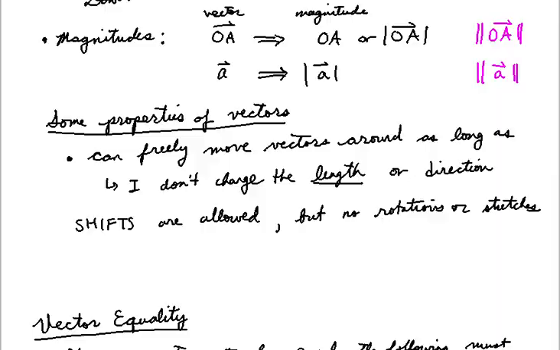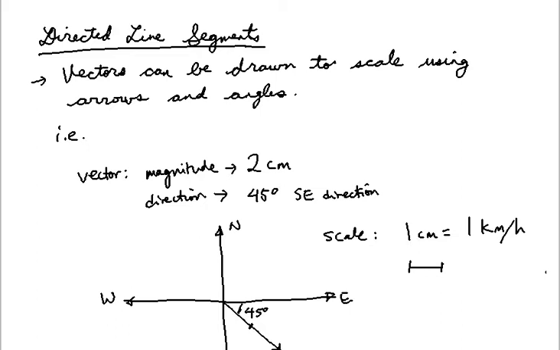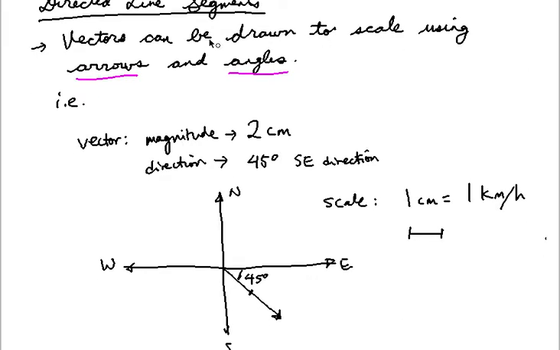Alright, so if I want to draw a vector, basically I'm going to use an arrow and an angle. The angle would be used to show the direction, and the length of the arrow would be used to show how long it is, how strong that vector is, or how far away that vector is. So this would be the magnitude part. The length of the arrow would be the magnitude, and the direction would be indicated by the angle.